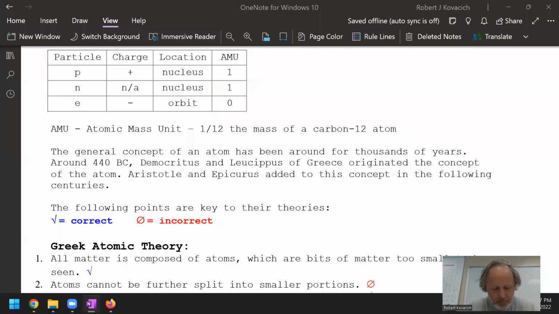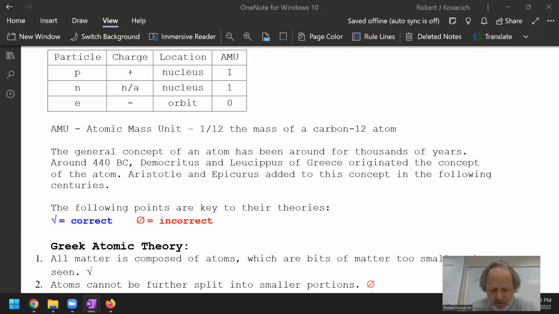This concept of the atom might have been thought of before the Greeks, but the first people to write it down were the Greeks. Democritus and Leucippus are the first two.